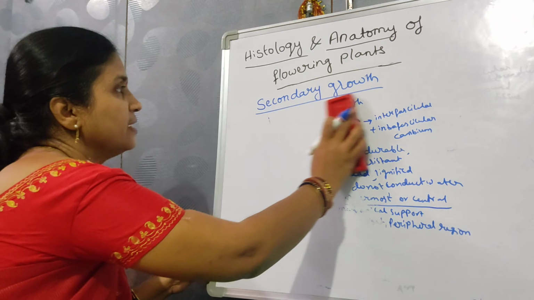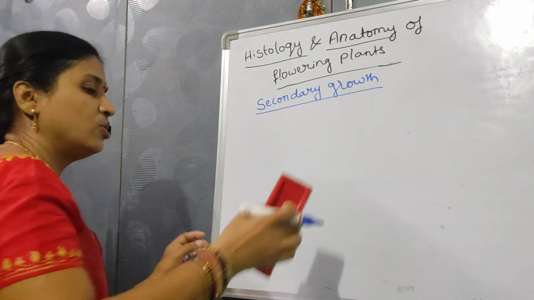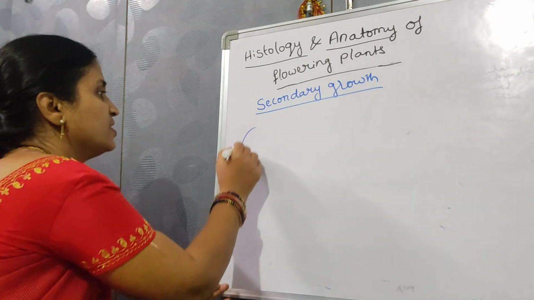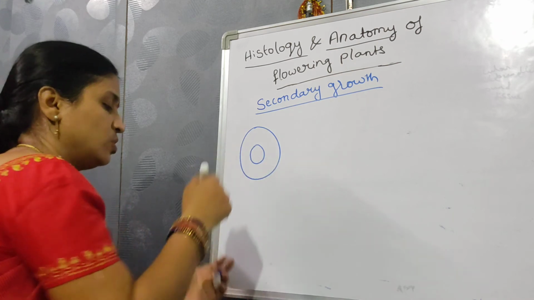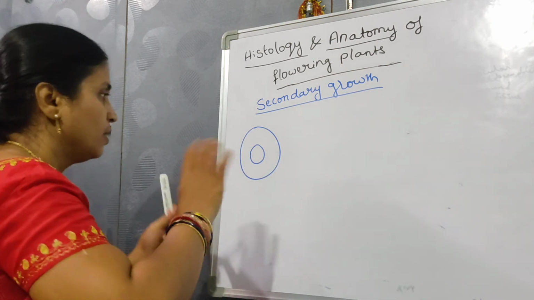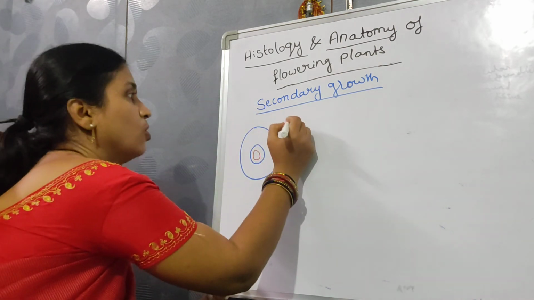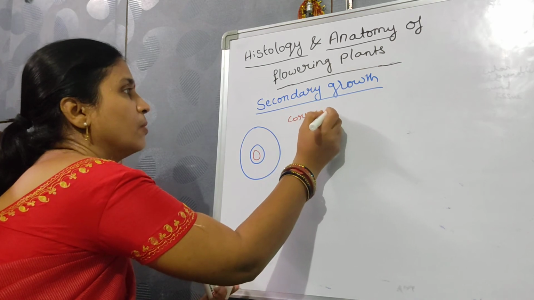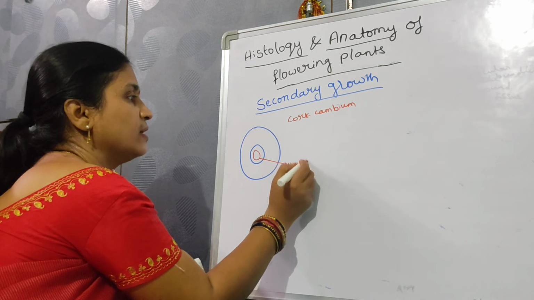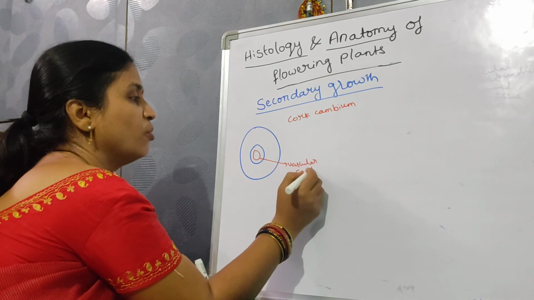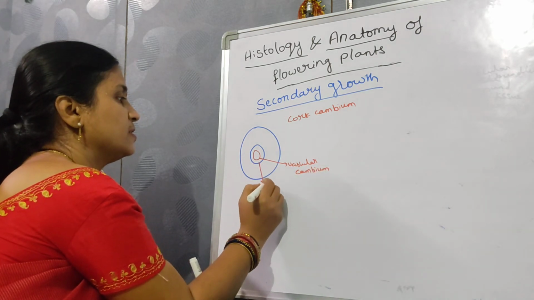Cork cambium is a secondary tissue, which is going to be present in the cortex, in the cortical region. So if we see the transverse section of stem, inside is the stele. In this stele, this is the vascular cambium, which is formed by intrafascicular cambium and interfascicular cambium. Okay, this is the stele.